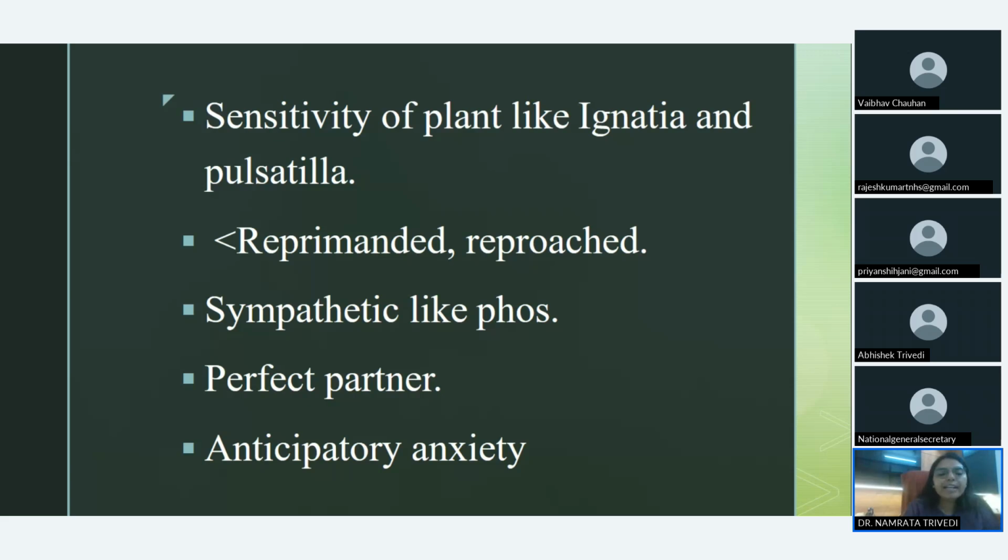Having anticipatory anxiety: if a carcinosin patient is given any task, he has anticipatory anxiety before it.